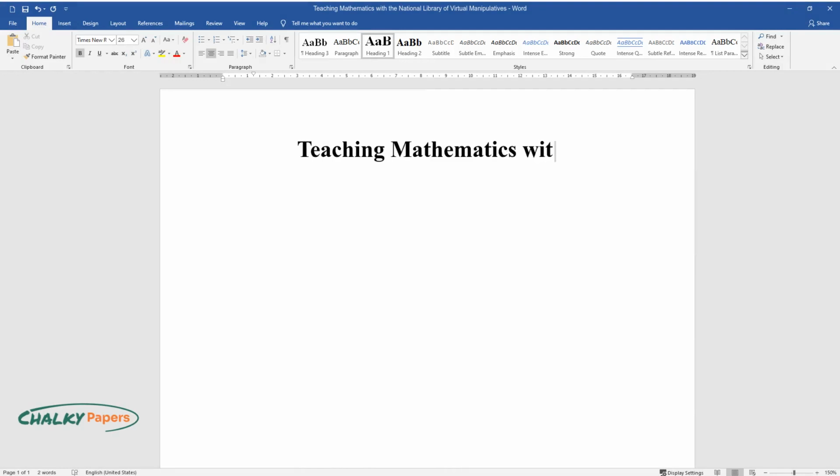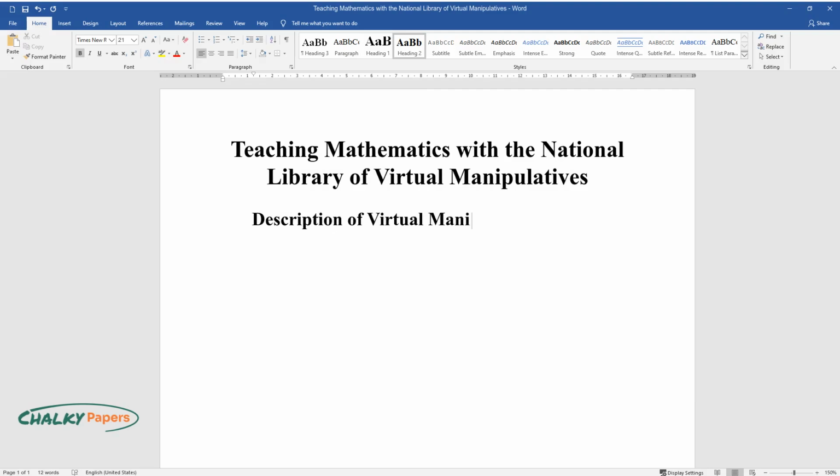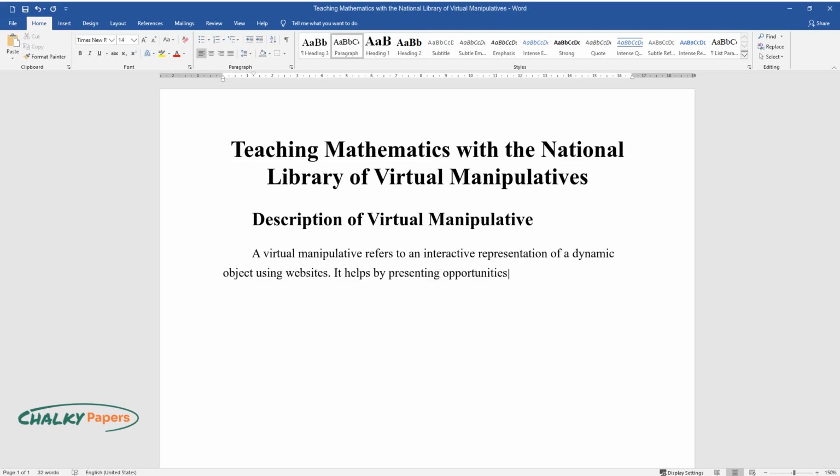Teaching Mathematics with the National Library of Virtual Manipulatives. Description of virtual manipulative. A virtual manipulative refers to an interactive representation of a dynamic object using websites. It helps by presenting opportunities to construct mathematical knowledge. A virtual manipulative has close characteristics and a visual/pictorial replica of the physical manipulative.